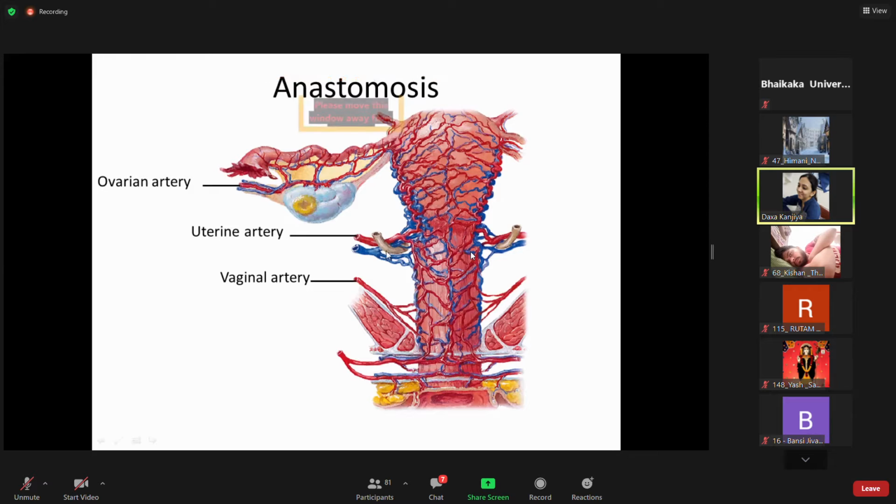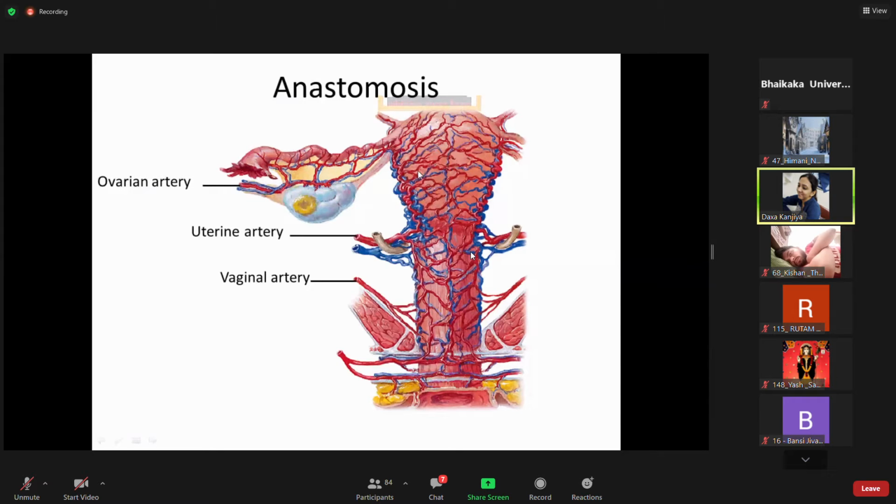Now here you can see how the uterine artery enters the lower part of the broad ligament by crossing the ureter in front, and then it runs along the lateral border of the uterus, follows the lower border of the uterine tube, and here it ends by anastomosis with the ovarian artery.